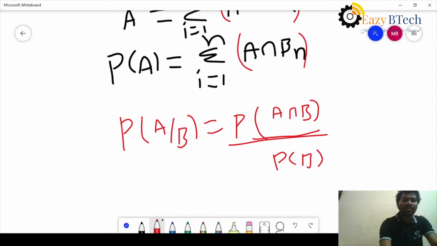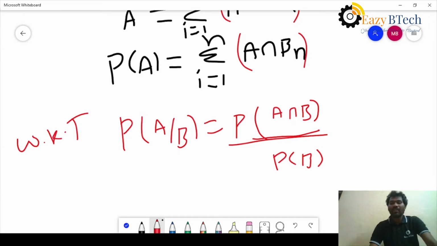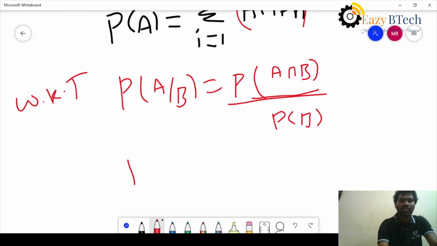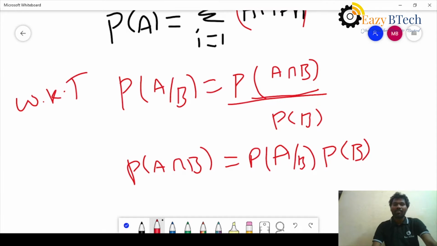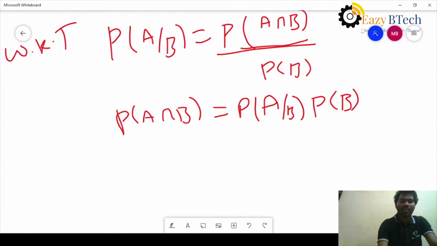So we know that P of A given B equals P of A intersection B divided by P of B. And if you want P of A intersection B, it can be written like this: P of A given B into P of B. But here what we want is P of A intersection Bn.